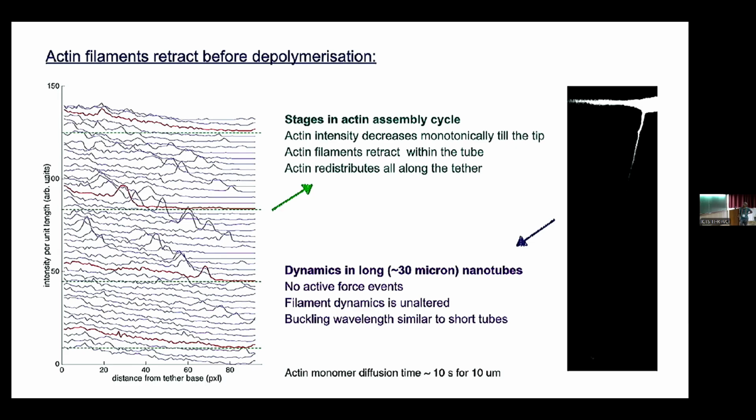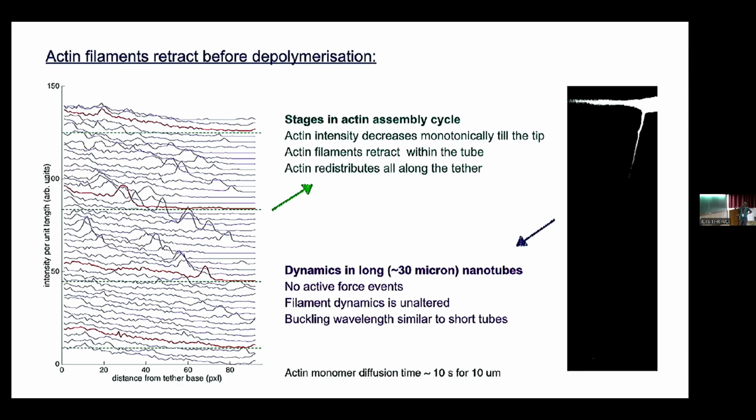These are intensity plots. This is the distance from the base of the tether. 0 is the base of the tether, and that's the tip. And the time goes this way. So these are intensity plots taken at different time points. You see that initially you had actin growing all the way to the tip, and the intensity falls off, suggesting that there are many actin filaments growing in the tube, and the actin density decreases towards the tip of the tube.